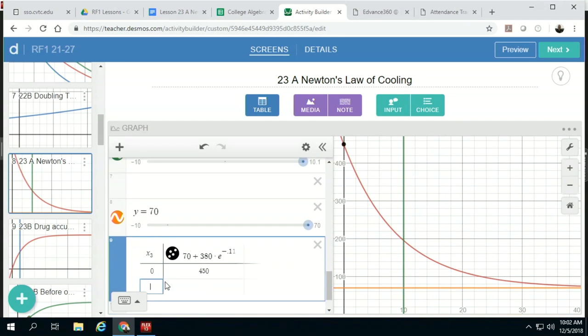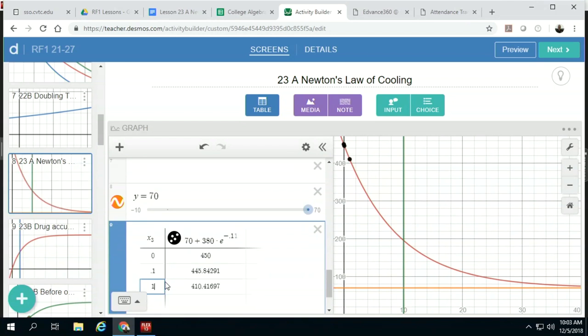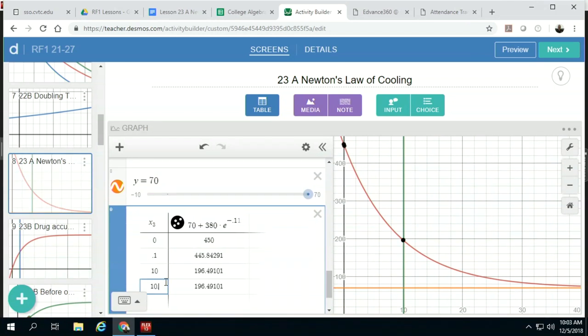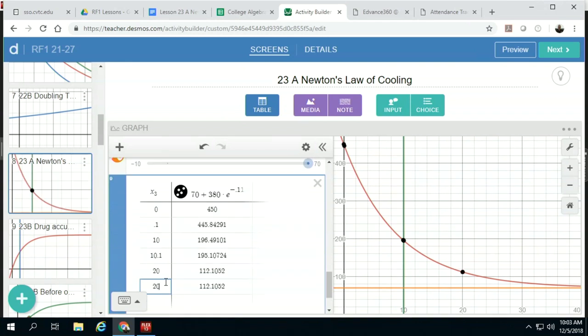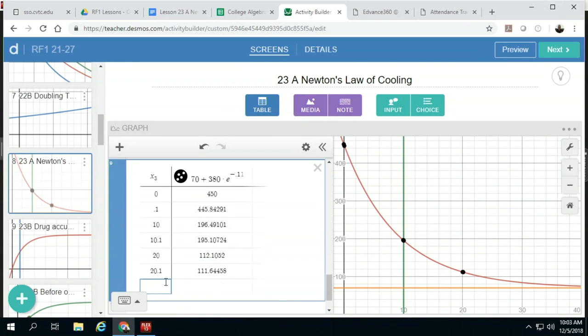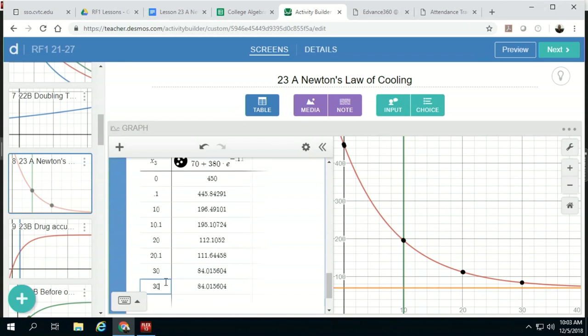So I'm going to put in my numbers. 0, 0.1, 10, 10.1, 20, 20.1, 30, 30.1, 40, 40.1. If you need some help, show me your Desmos and I'll see if I can help you figure out how to do it. Because it's important that you know how to do this.